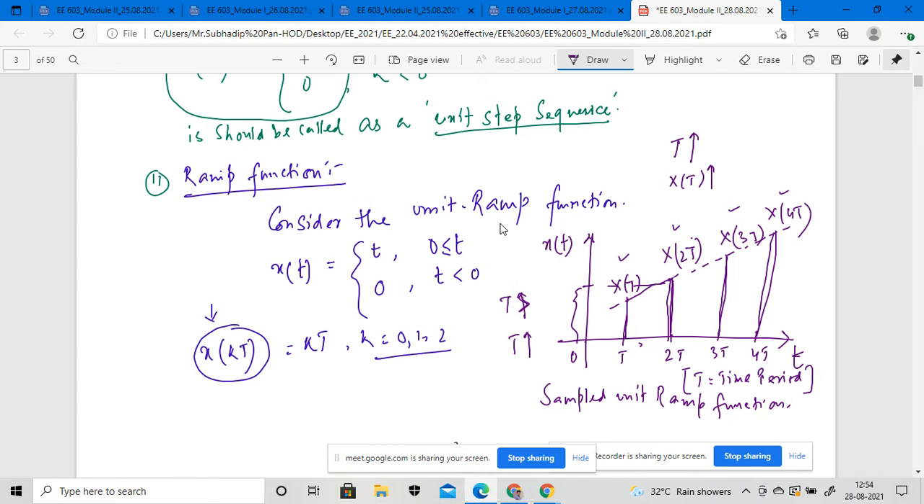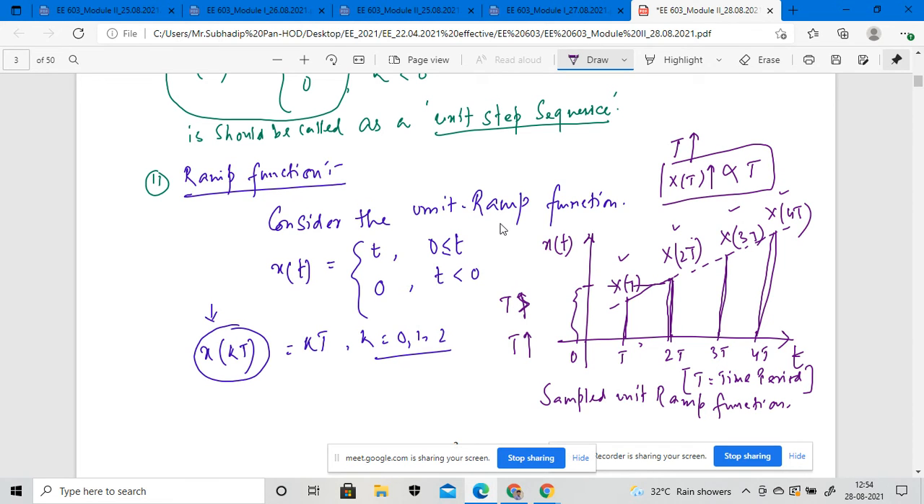So we can say that the magnitude of the sample value will be not inversely proportional, it is completely proportional to the sampling period or the time period T. So this will be a very important property.